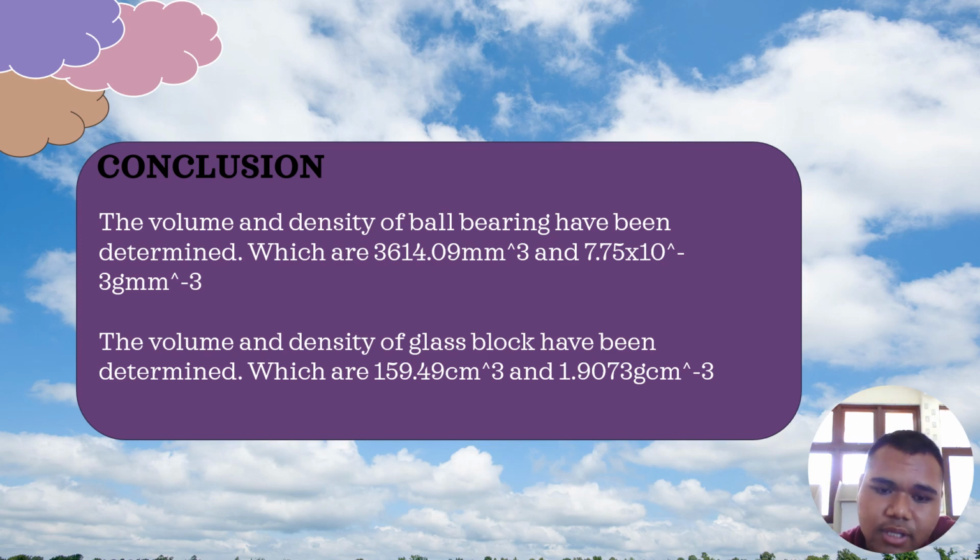For the conclusion of this experiment, the volume and density of the ball bearing have been determined, which are 3614.09 mm³ and 7.75 × 10³ g/mm³. The volume and density of the glass block have been determined, which are 159.49 cm³ and 1.9073 g/cm³.